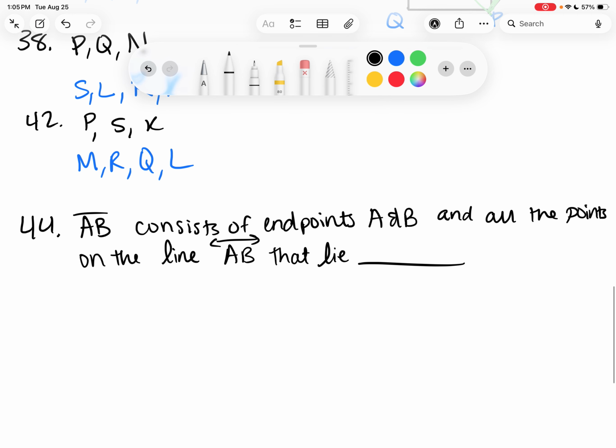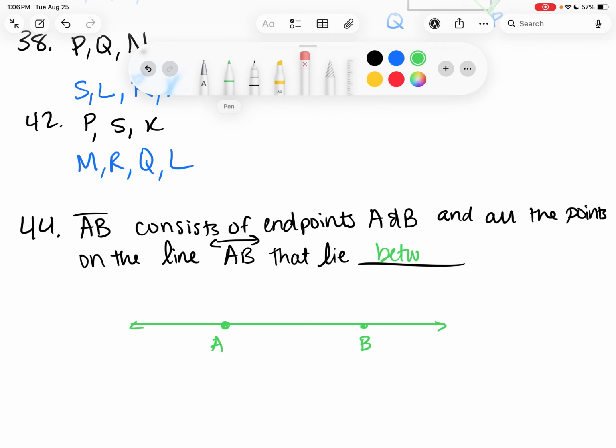Might help if we see a picture. So I have my line, and then I have A to B. In between. Yep. Between A and B. So that's all you'd have to put. So the segment AB consists of endpoints A and B and all the points on the line A to B that lie between A and B. So the segment is made up of all the points between that.